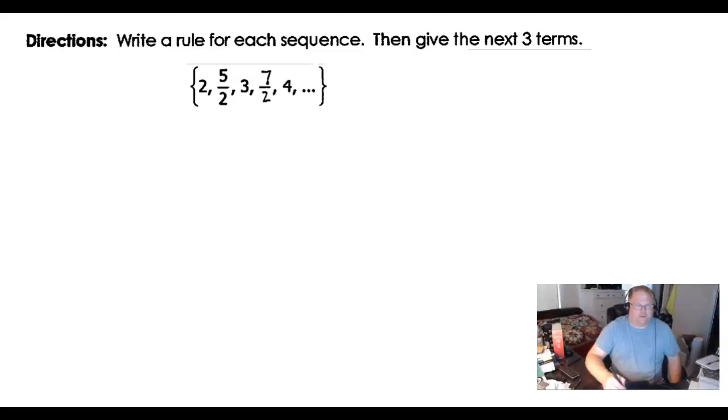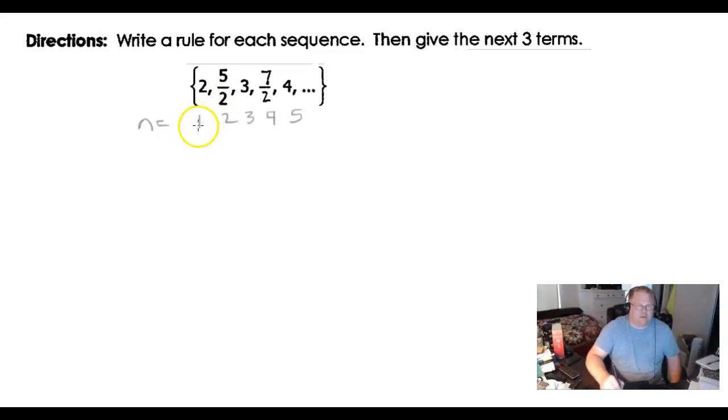Alright, so again, when I'm doing this, I put in my n's right below it. This is the first term, second term, third term, fourth term, fifth term. Alright, so how did I get these? That is a huge question.